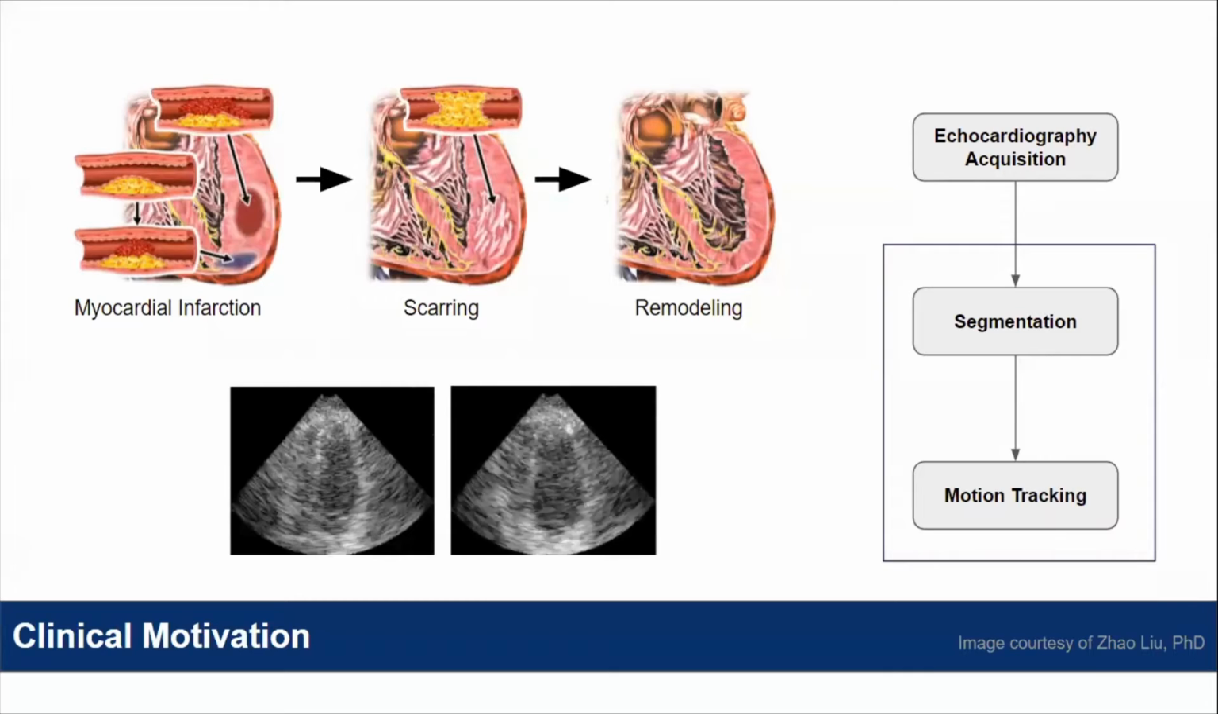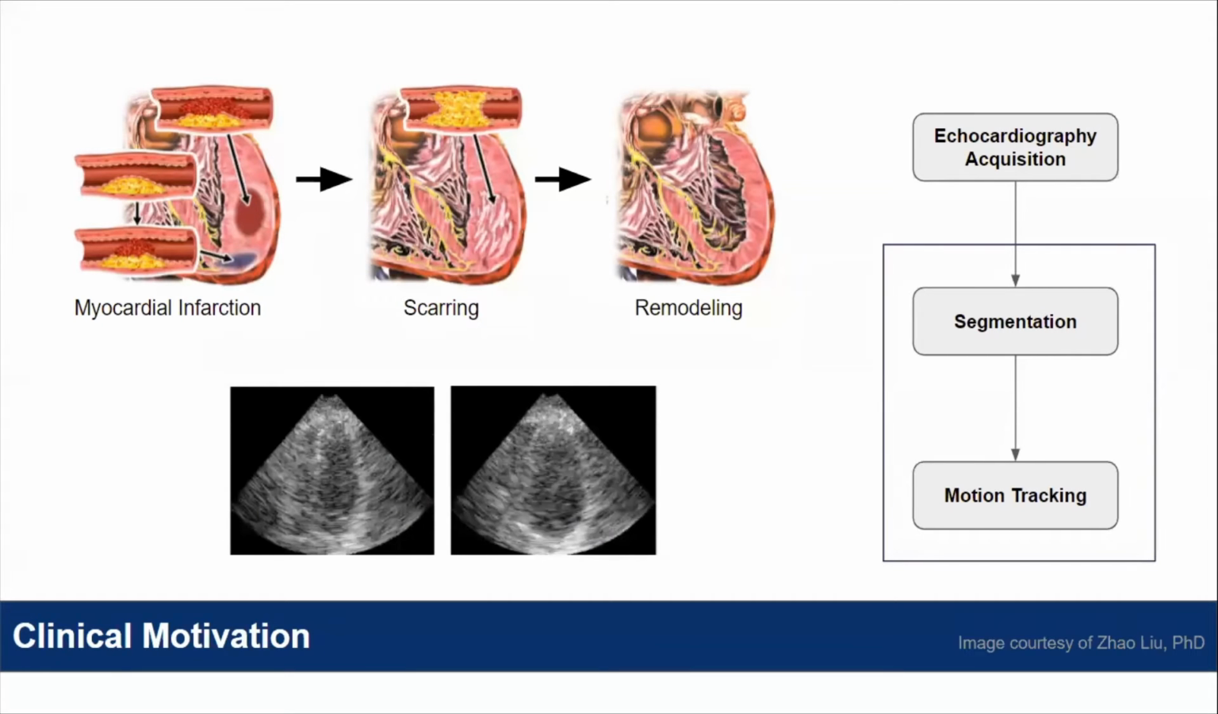To set the scene a bit and provide some clinical motivation, cardiovascular diseases are the leading cause of death globally, the most prevalent of which is coronary artery disease, in which a full or partial occlusion in the coronary artery leads to reduced blood flow and myocardial infarction. This leads to tissue scarring, which leads to adverse myocardial remodeling, which can ultimately lead to death or major health complications. One clinically established method used to detect and diagnose coronary artery disease is through the evaluation of echocardiograms.